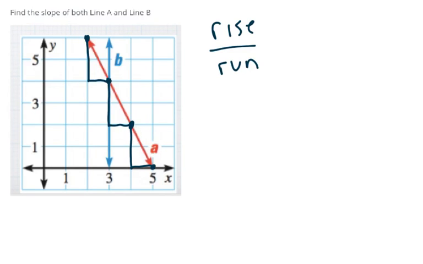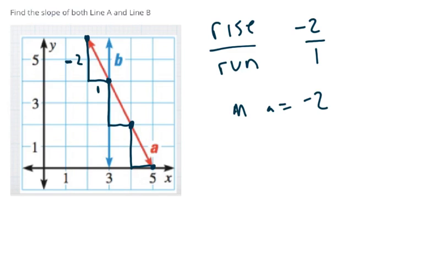So for this line A, we go down. Down is negative. We go down 2 and over to the right. Right is positive 1. Okay, so my rise is -2. My run is positive 1. So my slope for A equals -2. Okay, that's it.